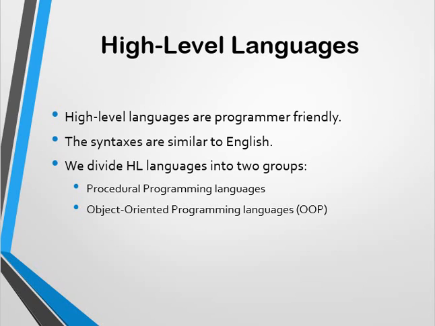The low level languages serve only the first aspect, that is, they are close to the machine, and the high level languages serve the second aspect, that is, they are closer to the programmer. The high level languages can be divided into two broad categories: procedural programming language and object oriented programming language.